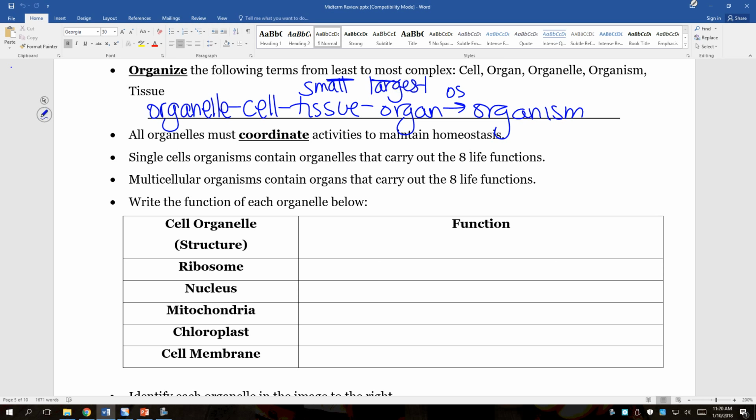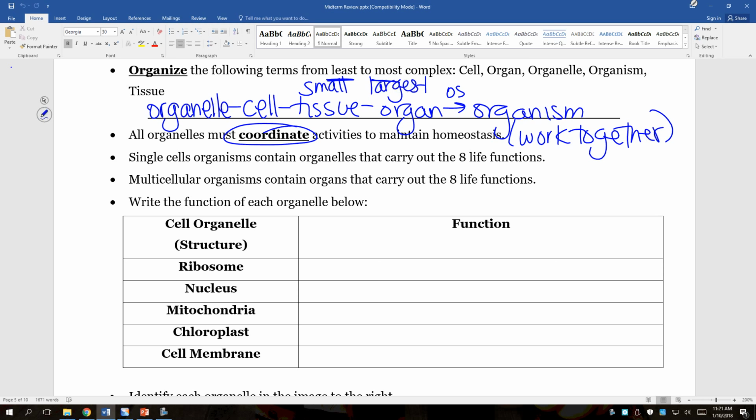Now, all organelles must coordinate activities to maintain homeostasis. What does coordinate mean? Coordinate is really just a fancy word for work together. And we've seen a little bit of that so far. Remember, we talked about the fact that for respiration, a cell is going to need glucose and oxygen. Well, how does it get that glucose and oxygen? Glucose and oxygen are going to have to diffuse through the cell membrane and then get to the mitochondria, right? That's showing two cell organelles interacting and working together so the 8 life functions can occur.